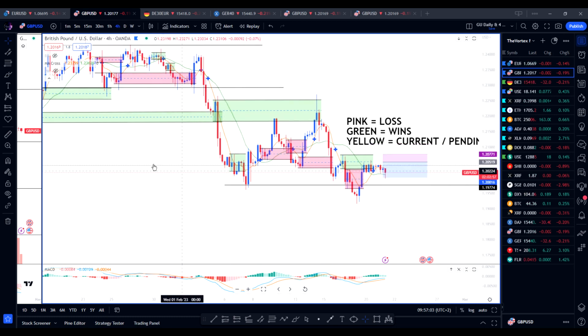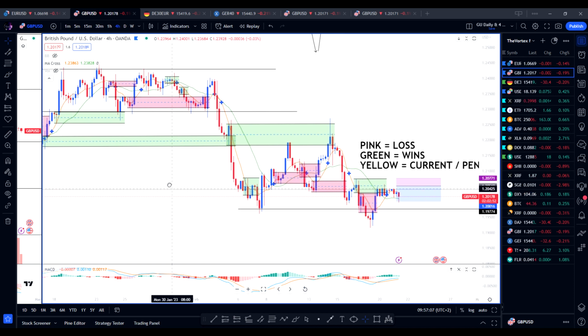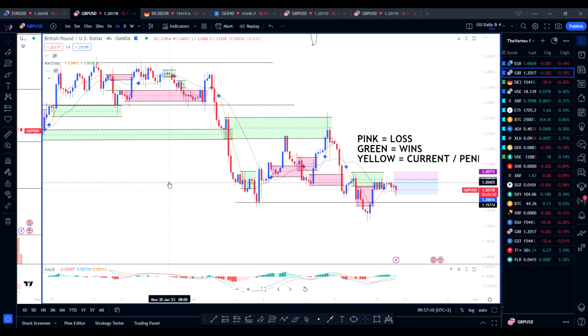We need to see, are we long or short? Are we looking for long positions? Are we looking for short positions? Are we ranging? What is the story? All right, what I see is we were ranging, we made a lower low, we broke out.